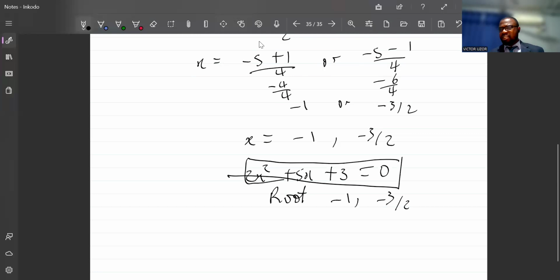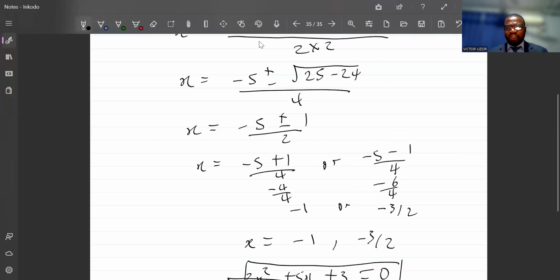It's very easy to solve using the formula method. You just need to do it over and over again, and you get it. I don't want my videos to be long. If you want the other method, I would like you to click down and check the other method of solving quadratic equations.